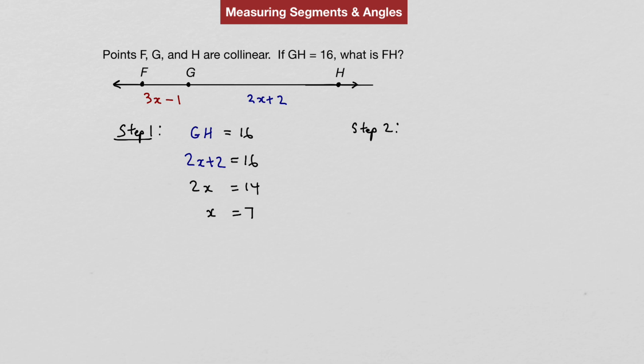We're going to define FH. So this entire segment, FH, is really the sum of FG and GH. So we're going to go ahead and write that. FH is equal to FG plus GH.